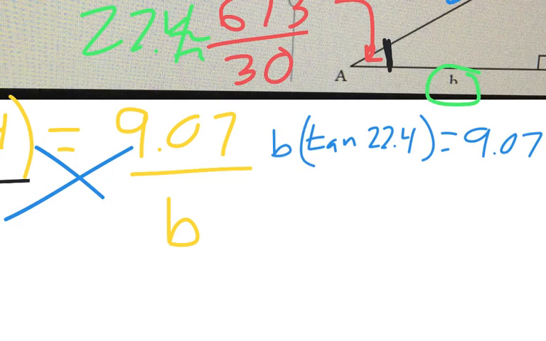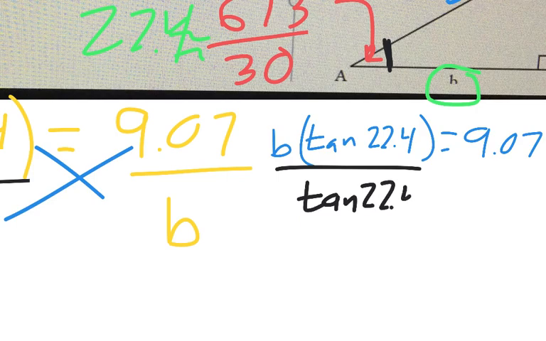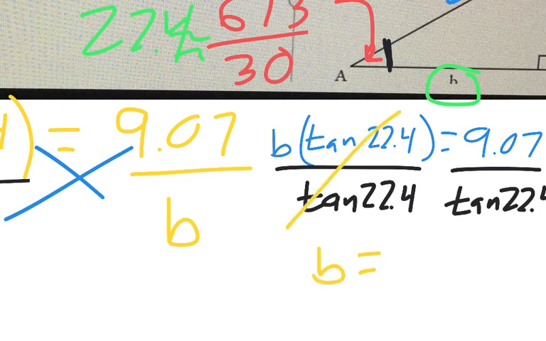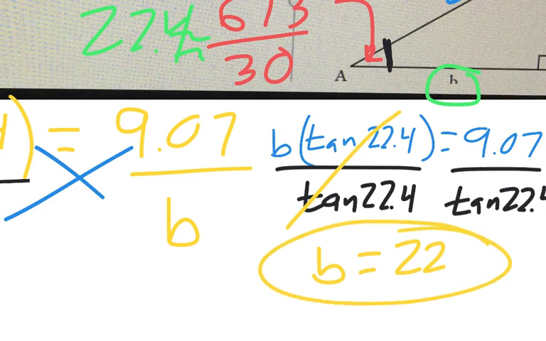I can solve for B. It's being multiplied by tangent, so I divide by tangent 22.4 on both sides. So these cancel out. And again, that's just in my calculator. Make sure your calculator is in degrees. So I've got 9.07 divided by the tangent of 22.4. When I do that, I found B to be 22.00, which I'm going to assume we're going to round to the nearest tenth. So the B value is 22. So now I know A is 9.07, B is 22.